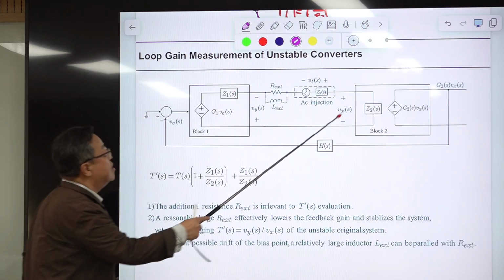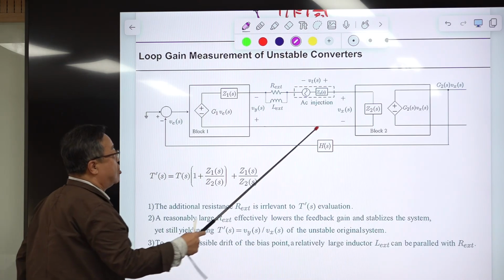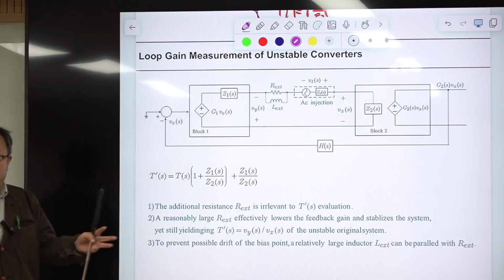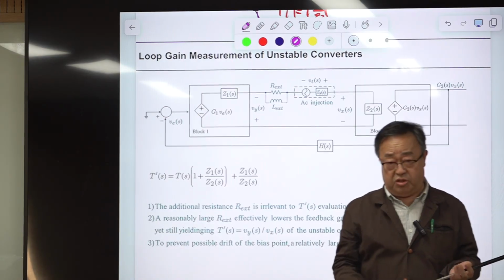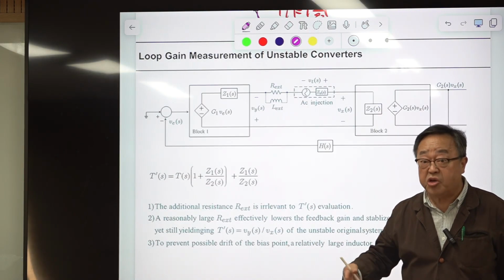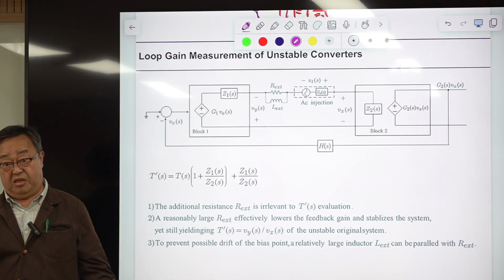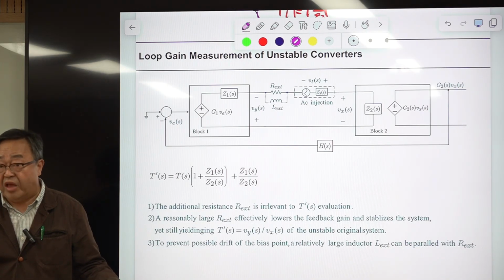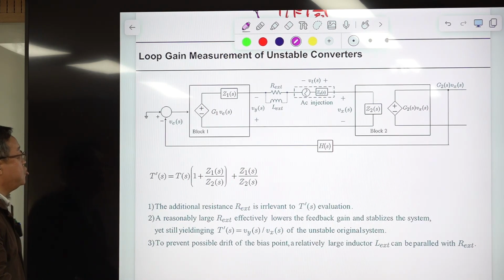Assume this system, a combination of block 1 and block 2 and this feedback circuit HS, is initially unstable. There is no way of measuring loop gain of an unstable system because the growing oscillation will happen in the system. It's impossible to measure anything, okay? The only way is somehow you stabilize this system and you consider the additional factor that stabilizes the system. Okay, all right. So this is the situation.